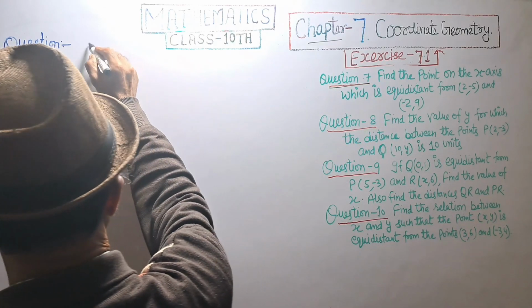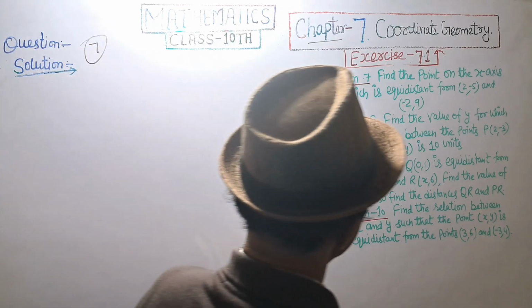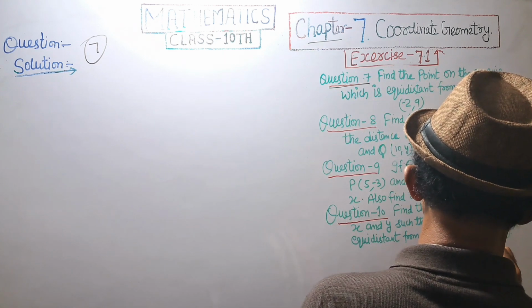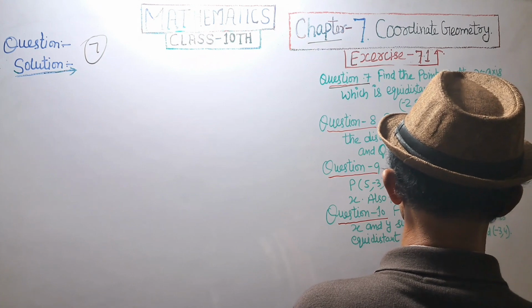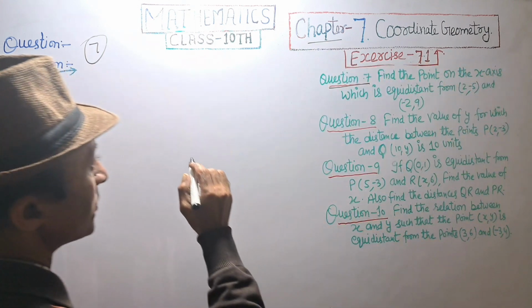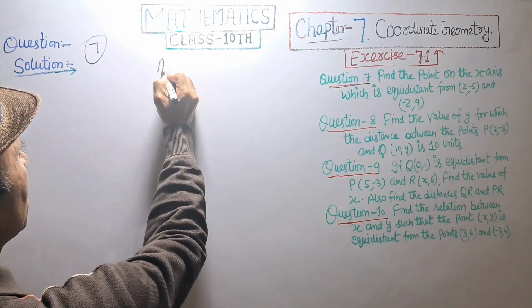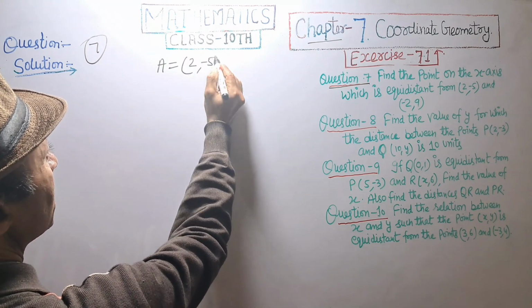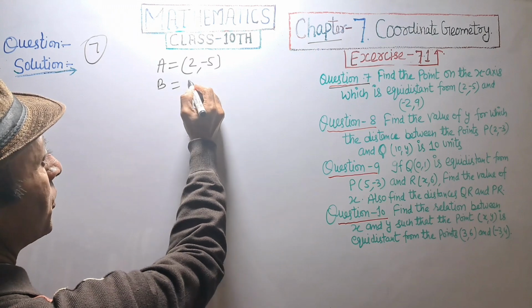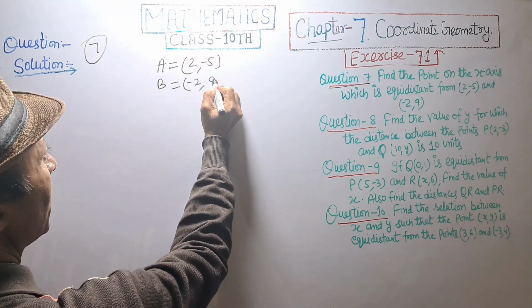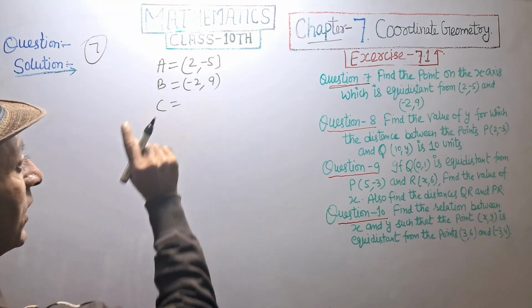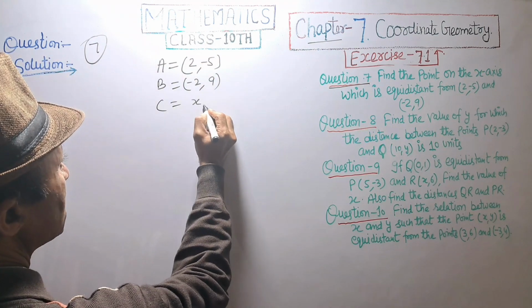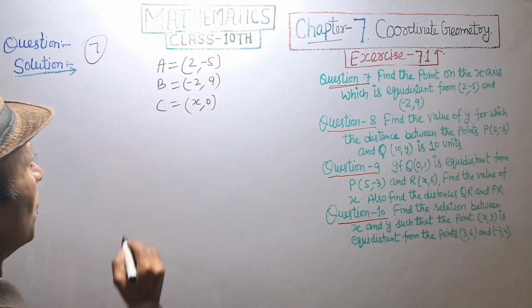Question number 7: Find the point on the x-axis which is equidistant from (2, -5) and (-2, 9). Given points A = (2, -5) and B = (-2, 9), and let C be the point on the x-axis, (x, 0).